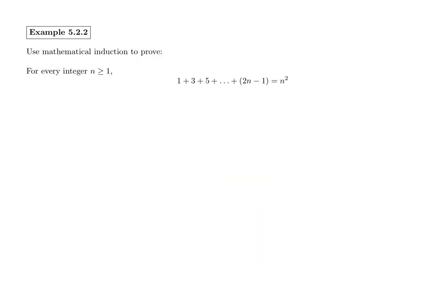For example 5.2.2, we want to use mathematical induction to prove that for every integer n that is greater than or equal to 1, 1 plus 3 plus 5 plus all the way up to adding 2n minus 1 is equal to n squared. We're adding up the odd integers here. So as usual, we want to start by saying let P of n be the statement. And here it would be that 1 plus 3 plus 5 plus all the way up to 2n minus 1 is equal to n squared for all n in Z plus.